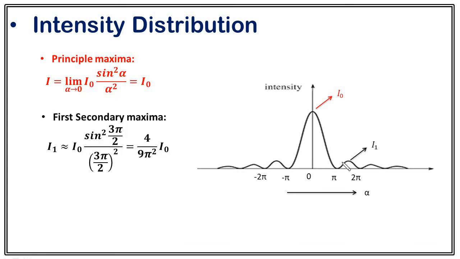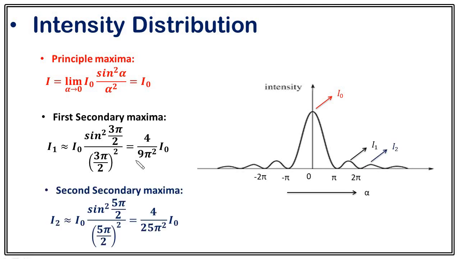This is the first secondary maxima, and its intensity will be I1, which is approximately equal to, why approximately, because 3 pi by 2 is not the exact condition for the first secondary maxima. Alpha is approaching 3 pi by 2. So if you just substitute 3 pi by 2, it will be 4 upon 9 pi square I naught. And this term, 4 upon 9 pi square, is much smaller compared to 1. Therefore, the intensity of the first secondary maxima is much smaller than the intensity of the principal maxima.